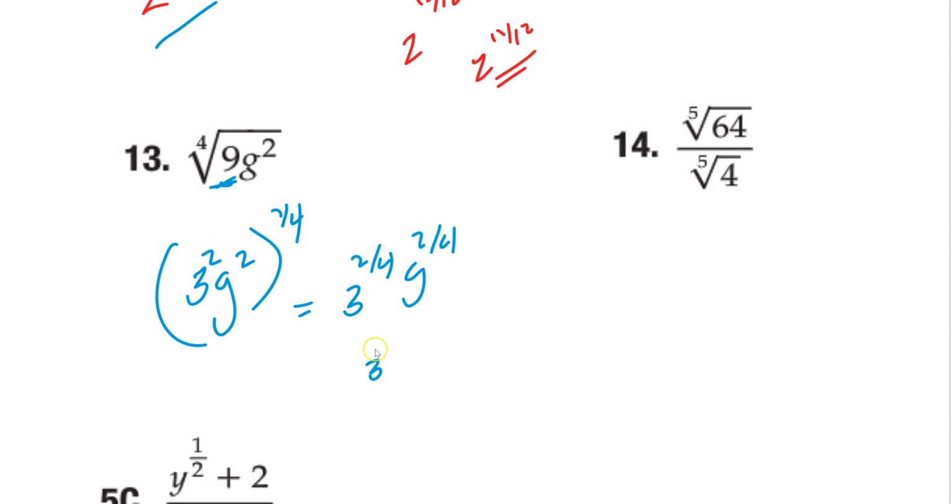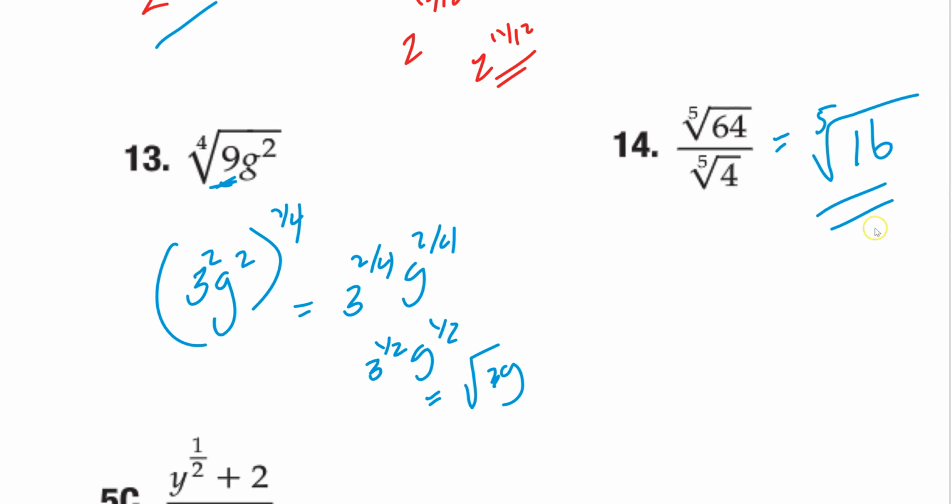We get 3 to the 1/2, g to the 1/2. Or if we want, square root of g, 3 and g. Either way is fine. This one's a little different, because notice how they have the same power, the same root. So I could actually divide these. I could get 5th root of 64 over 4, which is 16. Okay, done. But again, all this is a preview to next chapter.